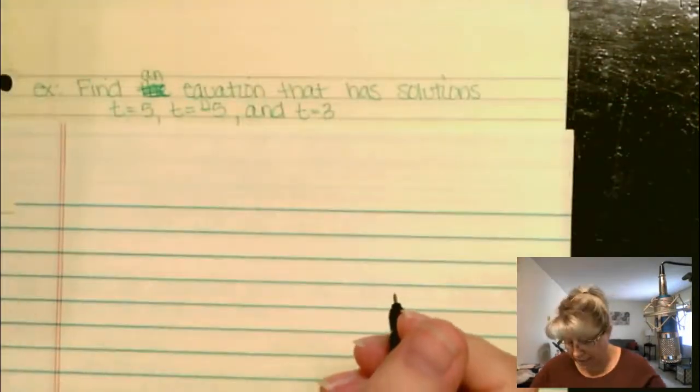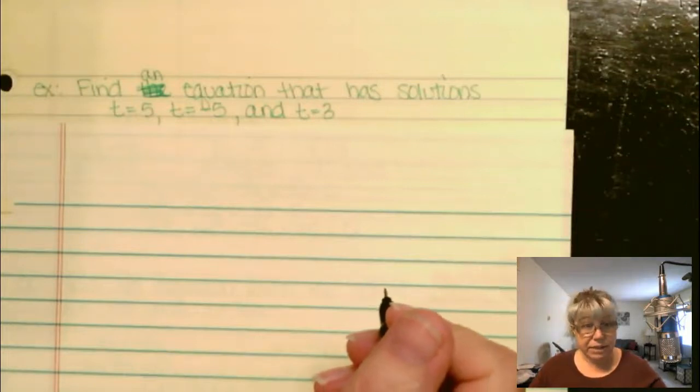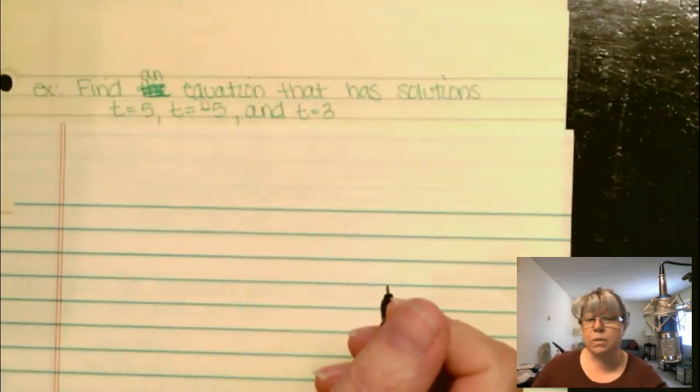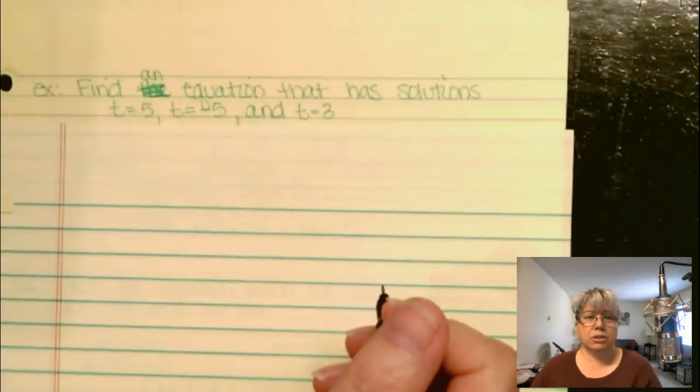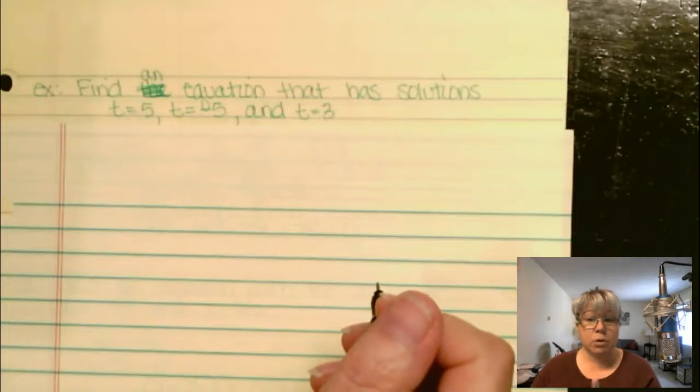Let's work with an example. Given we have t equals 5, t equals negative 5, and t equals 3, let's find the equation that has those solutions. And I'm going to work with the simplest equation, which means all of the solutions have multiplicity of 1.